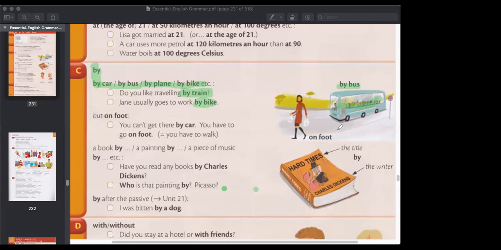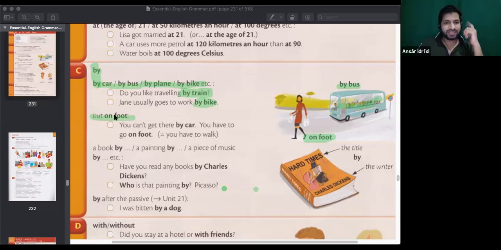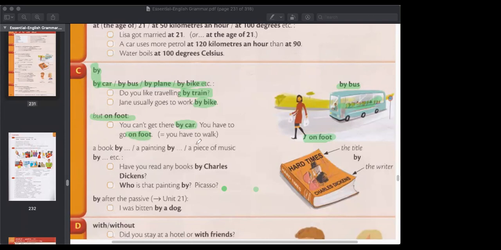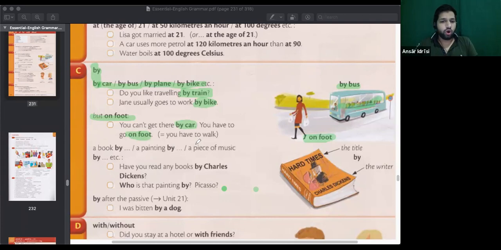But for foot, we use on foot. We don't say by foot. We say on foot. For example, we go to work on foot. For example, you can't get there by car. You have to go on foot. So by car, on foot. You have to walk there. You can't get there by car, but you have to go on foot.